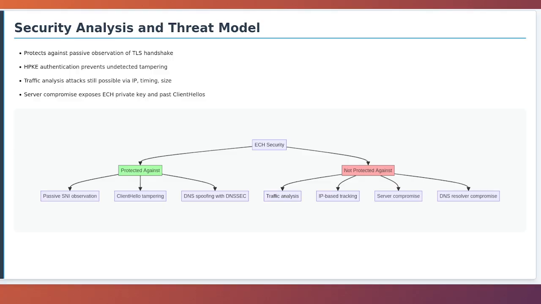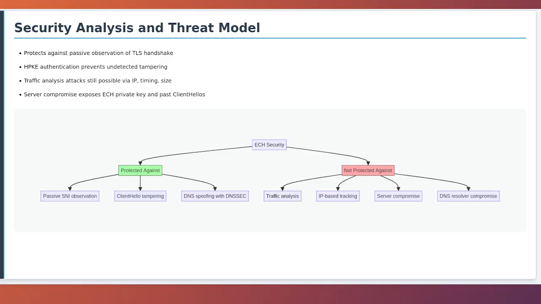ECH primarily protects against passive network observation of the TLS handshake. An attacker who can see network traffic in transit cannot determine which specific domain the client is connecting to, because the true SNI is encrypted in the inner client hello. The outer client hello reveals only the generic public name, which might indicate the CDN or hosting provider, but not the specific customer site. This protection extends to other client hello parameters that might reveal information about the connection intent.